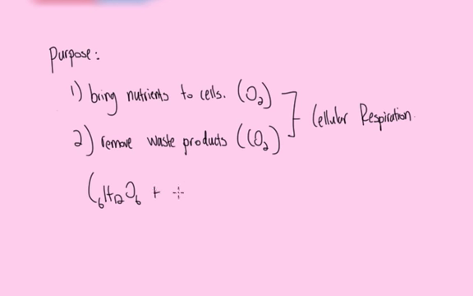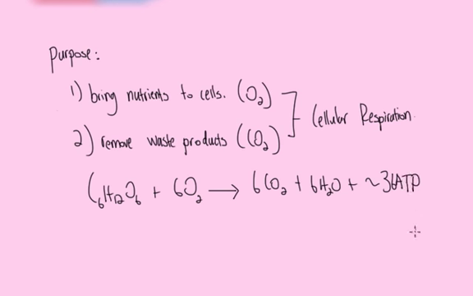C6H12O6, or glucose, is going to combine with 6 oxygens, and those are going to be converted into 6 carbon dioxides plus 6 waters, and most importantly, about 36 ATP. Okay, so here's the glucose, and you burn it with oxygen to produce carbon dioxide and cellular energy. So you're taking the glucose, which is a chemical form of energy, and you're converting it into a different chemical form of energy that the cell can actually use.